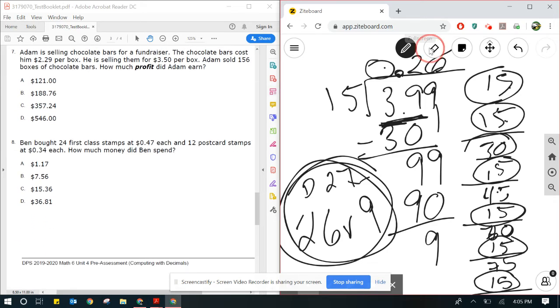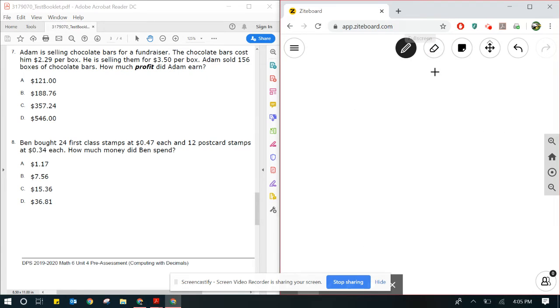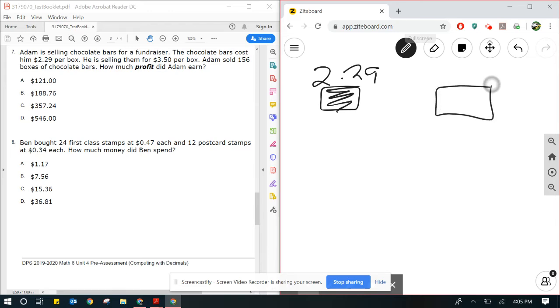Question number 7. Question number 7 says Adam is selling chocolate bars for a fundraiser. Chocolate bars cost $2.29 per box. He's selling them for $3.50 a box. So Adam is this dude. He buys these chocolate bars for $2.29 for one box. Then he sells these chocolate bars. He's sort of a hustler. He sells them for $3.50 per box.